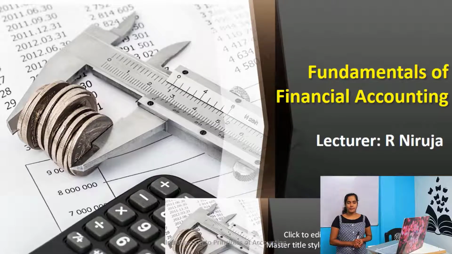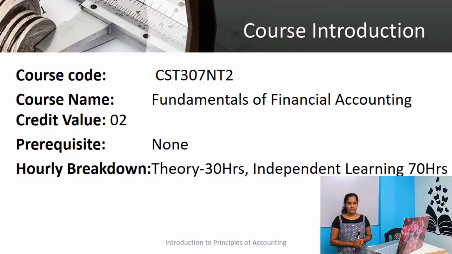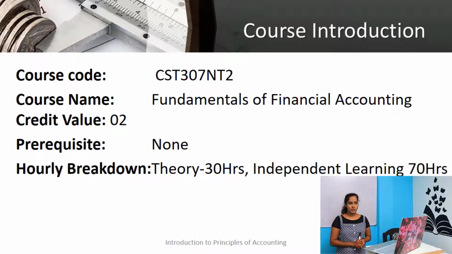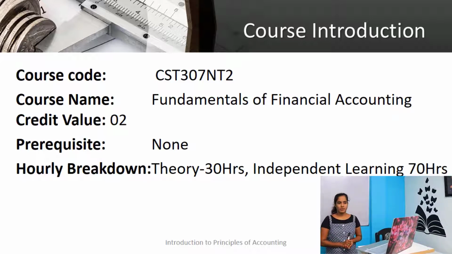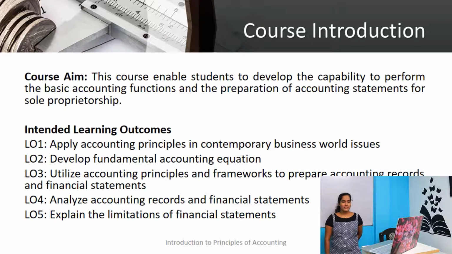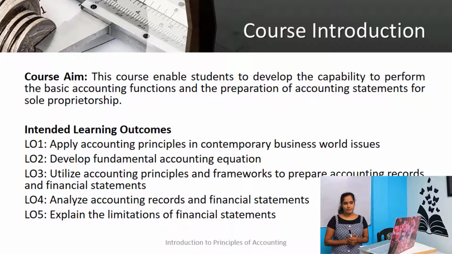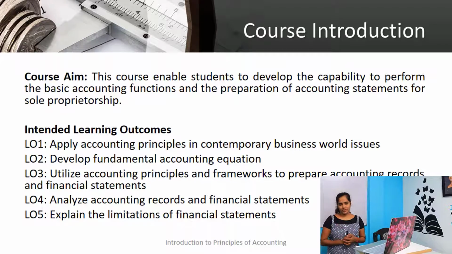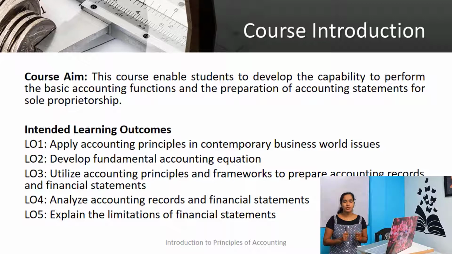Before moving to the first day lesson, I wish to introduce the course outline. Your course code is provided as CST 307 NT2, and the course name is Fundamentals of Financial Accounting. It is for 2 credits. Let's move to the course aim. The aim of this course is mainly to develop the capabilities to perform the basic accounting functions and the presentation of accounting statements for a sole proprietorship.